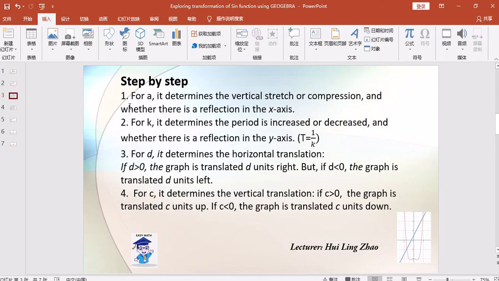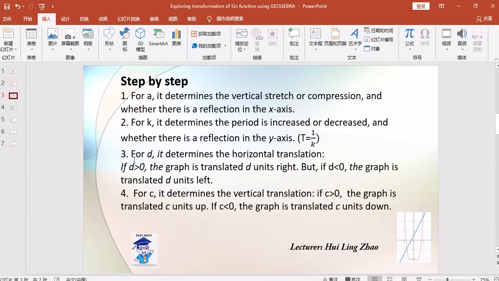Step by step. For a, it determines the vertical stretch or compression and whether there is a reflection in the x-axis. For k, it determines whether the period is increased or decreased, and whether there is a reflection in the y-axis, and the period equals 1 over k.